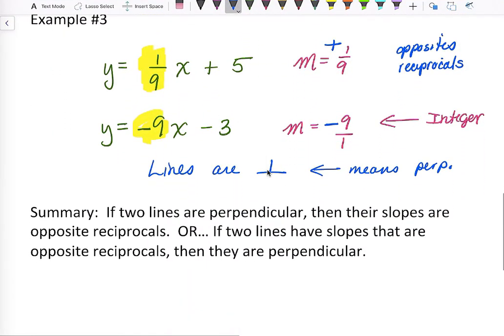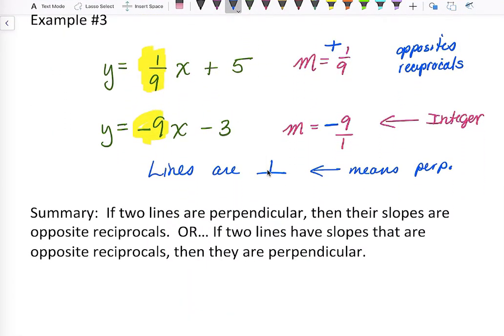Okay, so in summary, if two lines are perpendicular, then their slopes are opposite reciprocals, or if two lines have slopes that are opposite reciprocals, then the lines are perpendicular.